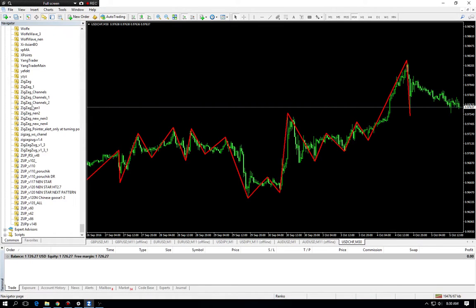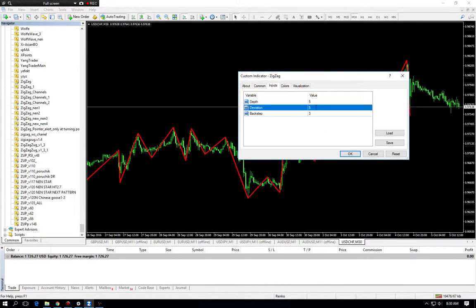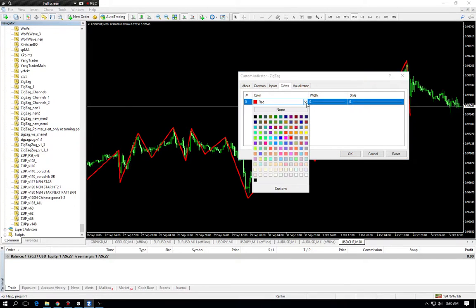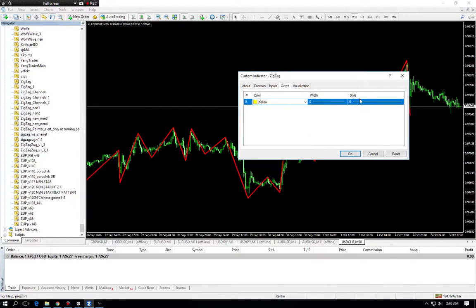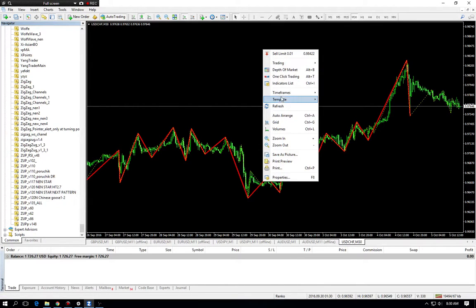The second thing I'm going to do is zigzag, and we're going to do one. Now the inputs I use there are 12, 5, and 3. I'm going to bump it down to 5, 3, and 1. Okay, and colors we'll do about yellow, and we'll do a dashed. Let's do dots. Hopefully y'all can see these once I'm done. Yellow doesn't pop. Let's do blue.